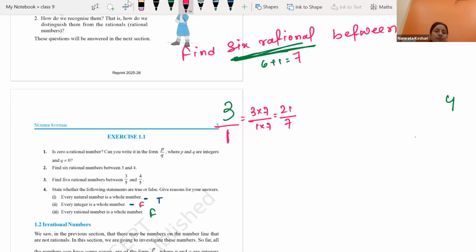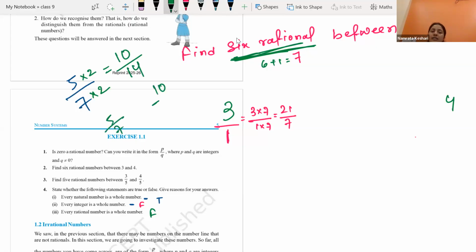Are you getting it, Afia and Aleph? In mathematics, whenever you have a fraction, say 5 by 7, and you multiply the same number in the numerator and denominator, that means 5 into 2 by 7 into 2, it becomes 10 by 14. You have not made any change. 5 by 7 and 10 by 14 are the same thing, an equivalent fraction. Can you see that? Yes or no?